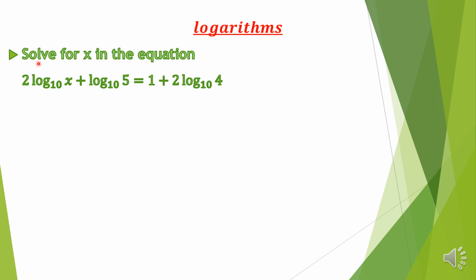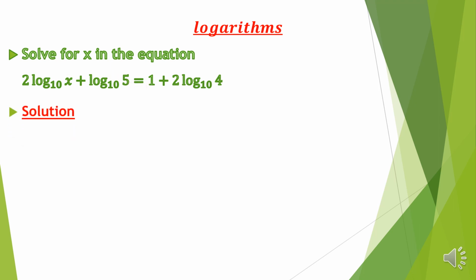So the question goes that solve for x in the equation, that is 2 log of x to base 10 plus log 5 to base 10 is equals to 1 plus 2 log 4 to base 10. Now, to work out this question, the first step that we do is to use the laws of logarithms. And then after that, we put logs to the left-hand side and the numerical values on the right-hand side.